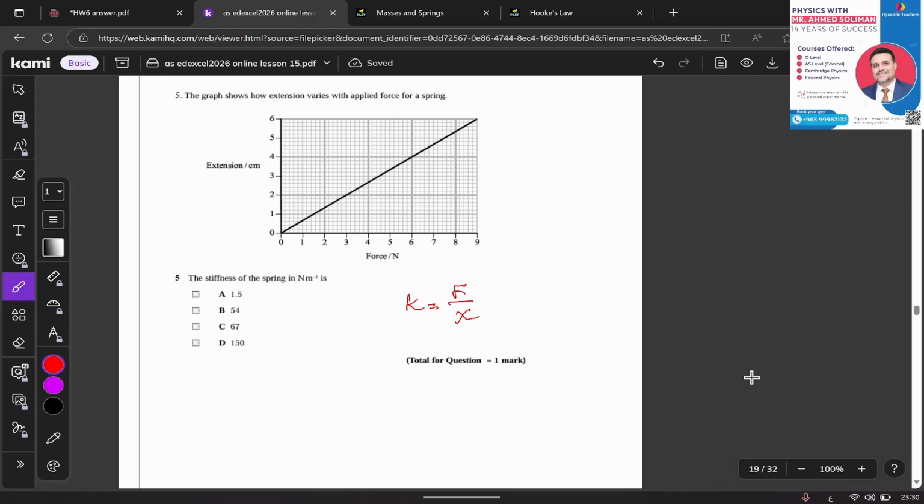A. Habiba, do you agree or not? No. I got D. Do you know why, Mirola? Yeah, I didn't convert. Why do you have to convert, Mirola? Because he gave you the answer in Newton meter -1. He didn't give you the answer in Newton centimeter. If he gives you the answer with Newton centimeter, you have to convert. Otherwise you don't need to convert, okay?